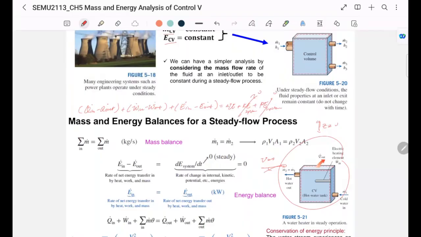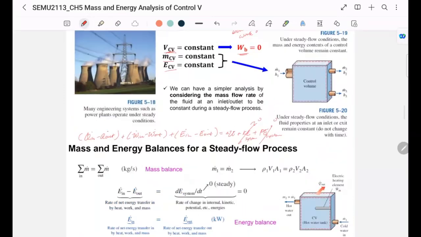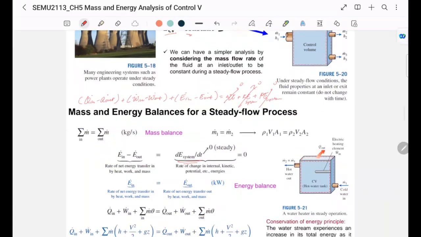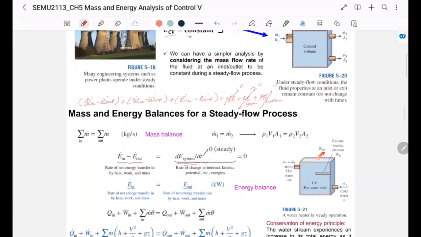And because it's a steady flow system, the change in the energy is also constant, so therefore this is constant as well, which is why here we also write it as zero. So really what we end up with is everything here equal to zero. So this has to be balanced across, as simple as that.